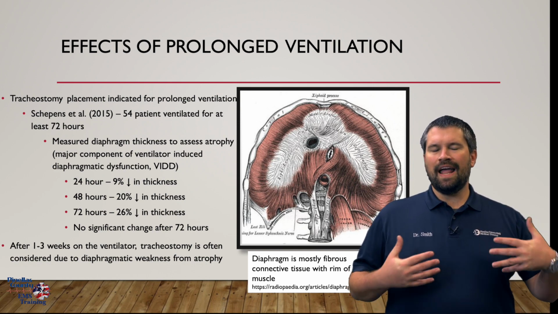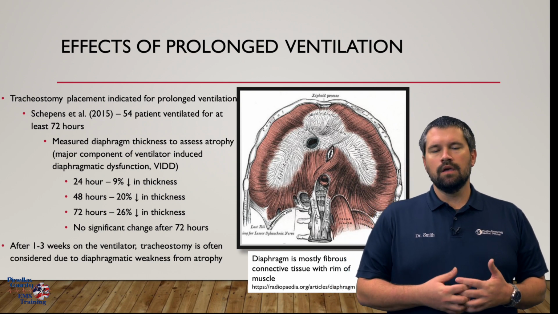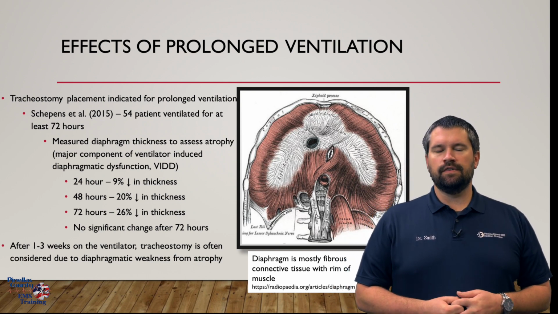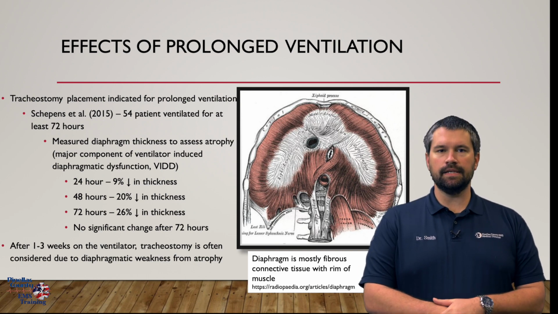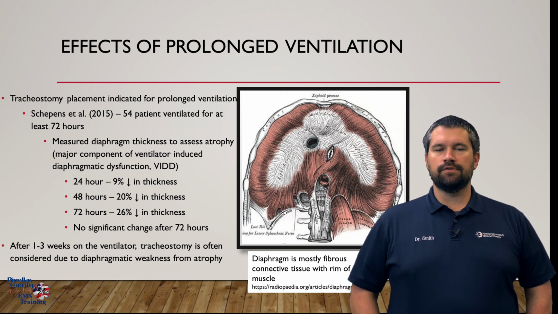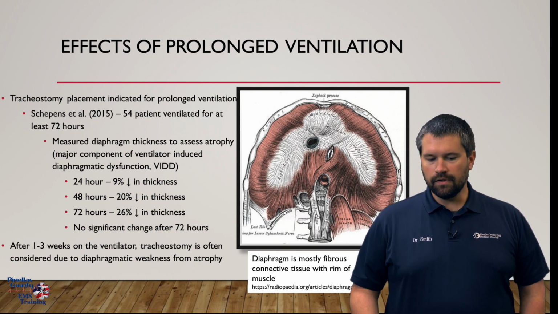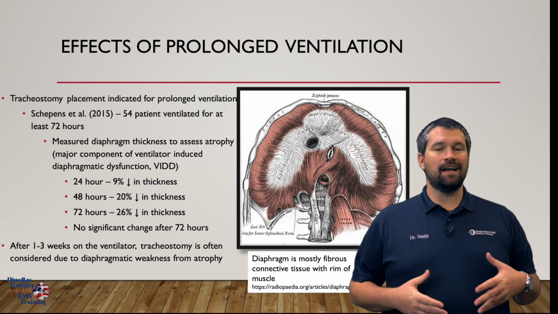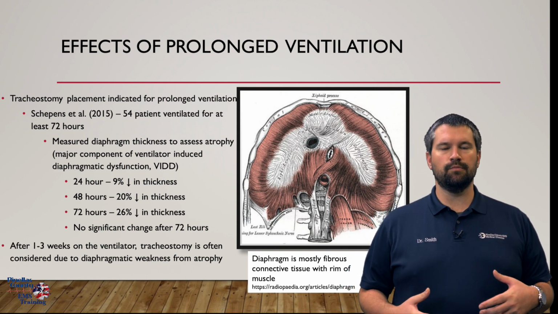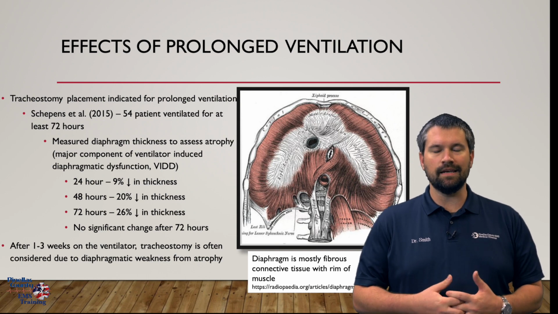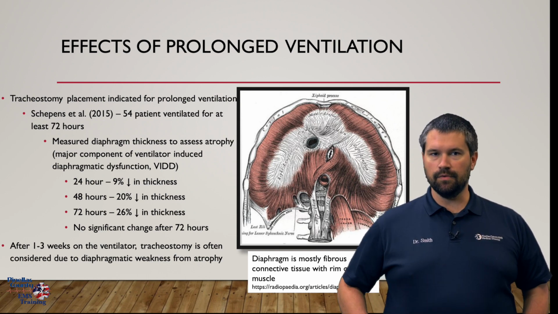So what happens to our diaphragm or our body as we are on a ventilator long term? A group of scientists in 2015 actually studied this, and they looked at 54 patients that were ventilated for at least 3 days. They used ultrasounds to measure the diaphragm thickness to assess for diaphragm dysfunction. Now, if you look at this picture, you'll see that most of your diaphragm is just connective tissue in the middle, that white part. The actual muscle that helps us to breathe is only a thin rim around the outside. So any loss of that can lead to a decrease in your ability to take a deep breath.